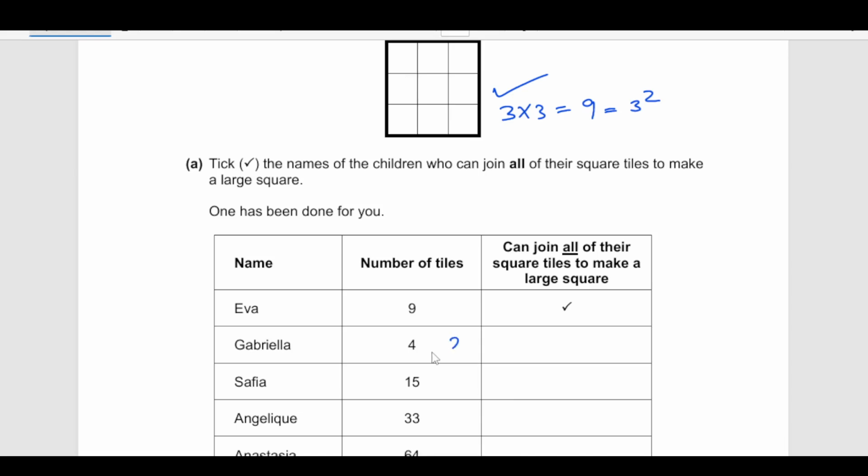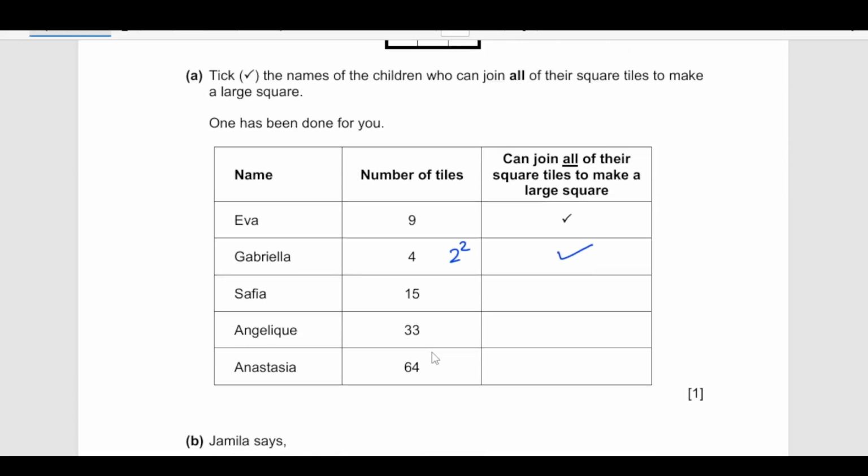This is 2 squared, so that can be done. This is not a square number, this is also not a square number. So this is going to be 8 squared. So we are going to tick this one.